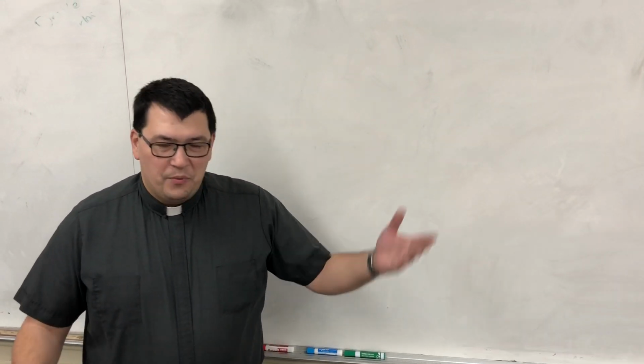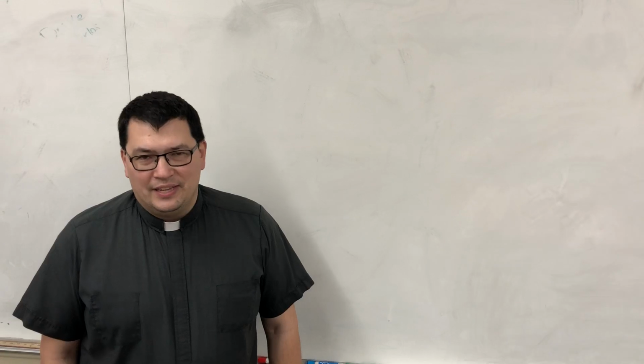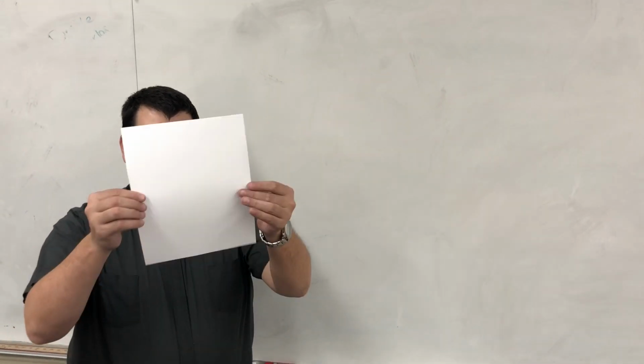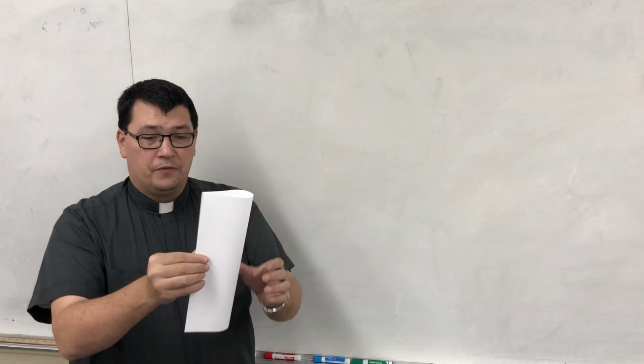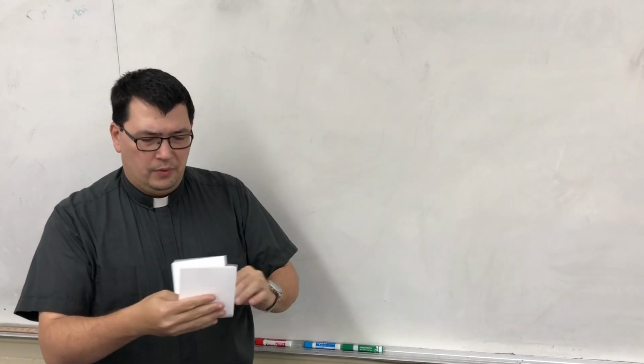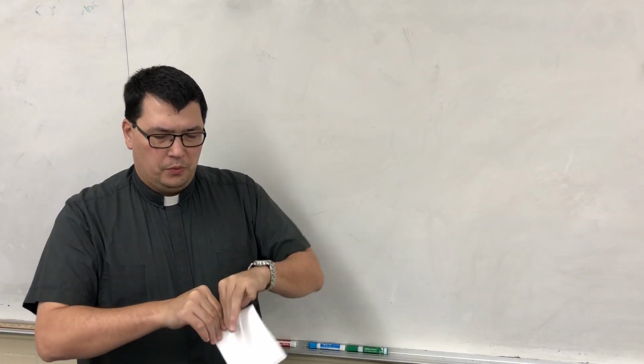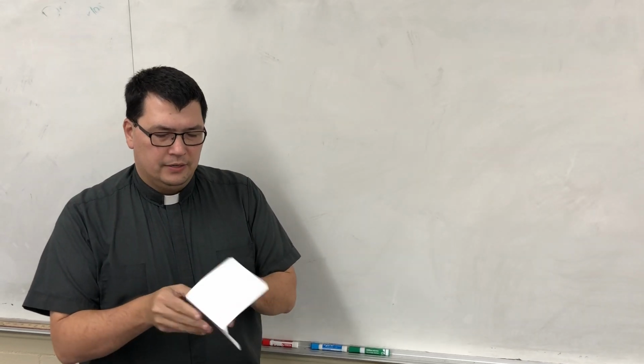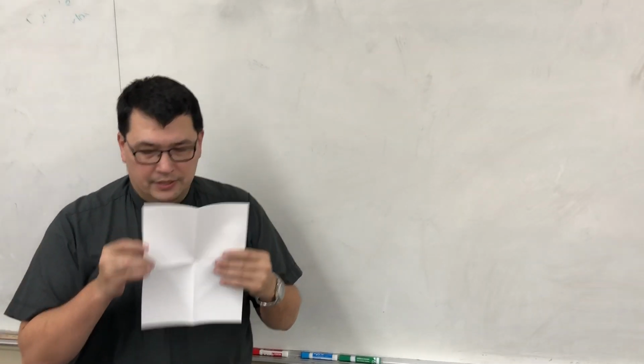Hello, and today we're going to draw a map of North and South America. So you're going to start with your paper here. We're going to go vertically this time, and I want 4 boxes. So you fold in half the long way, fold in half the short way, and you get 4 boxes.